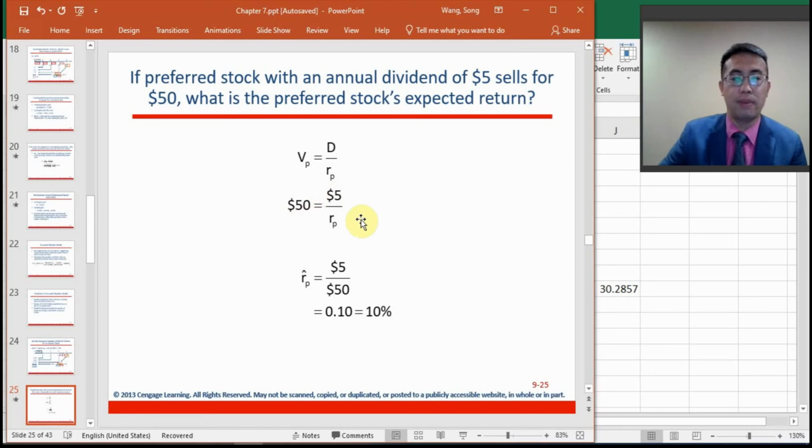And you still use the perpetuity model. This time you don't need to use the growth rate. There's no growth for dividends, or the growth rate is 0 for the dividend, and you just use the cash flow divided by the return.